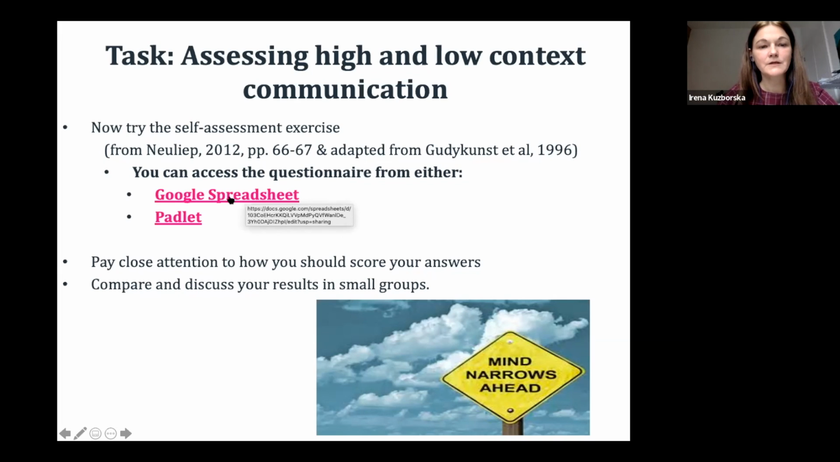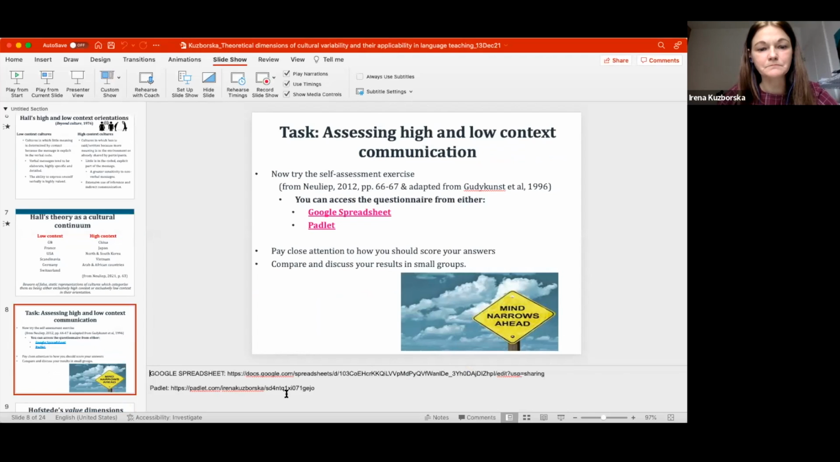You can access the questionnaire from the Google spreadsheet. I'm going to post the links in the chat. You can also get an Excel sheet from the Padlet here. If you could do this questionnaire, I'll give you maybe 7-8 minutes to do it on your own. Then when you come back, we can discuss these results together in small groups. If you have any questions, you can always post them in the chat.